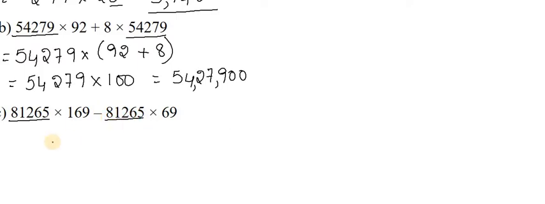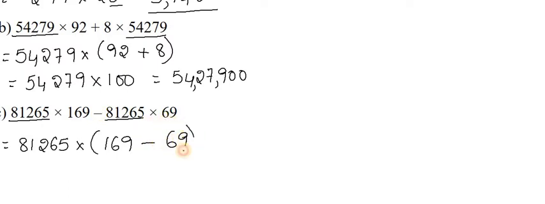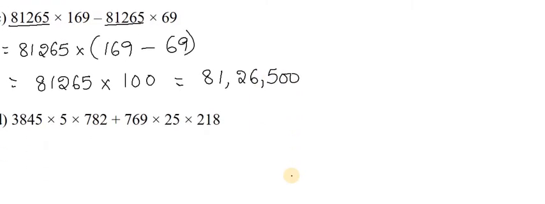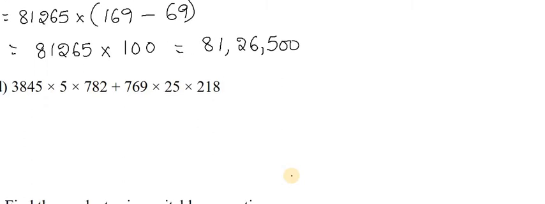And coming to the next question, what is common? 81,265. So if I remove this multiplication symbol, 169. In the previous question we have a symbol plus, and here in this question we have a symbol of minus. What is there? 69. 81,265 multiplied by 169 minus 69 is 100. So this also 81 lakhs 26,500. Just simply adding zeros in the last. Instead of 100, if you have 200 or 300 like that, just multiply with 3 and just add the zeros. That is only a simple change which we can apply for that.